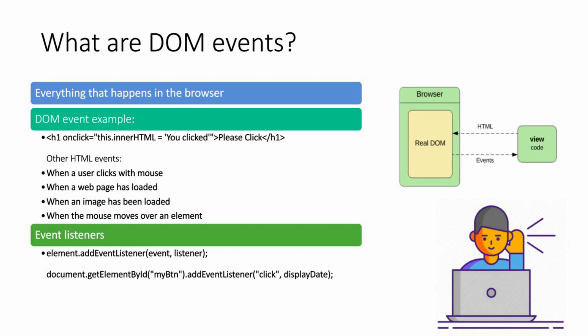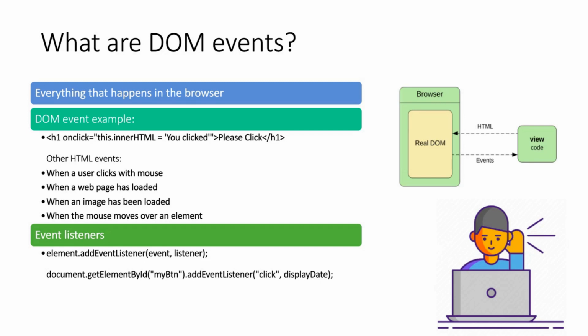So what it does is, when the H1 element is clicked, the JavaScript code will run, which says change the inner HTML of this element to 'You clicked'. So earlier the element content was 'Please click'. Now after the JavaScript runs, it will say 'You clicked'. So what the user will see is that whenever they click on the 'Please click' H1 heading, the heading will change to 'You clicked'. This click is a DOM event.